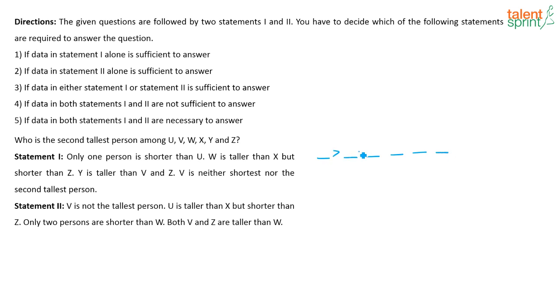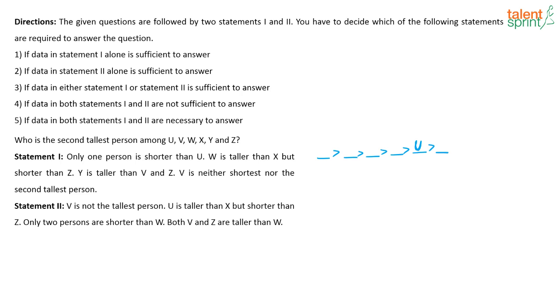So if you arrange them in increasing order, what do I know? Only one person is shorter than U. So where will U come? You have to find out who is the tallest. Only one person is shorter than U means everybody else is taller than U.